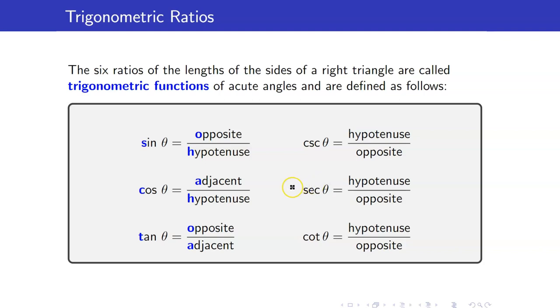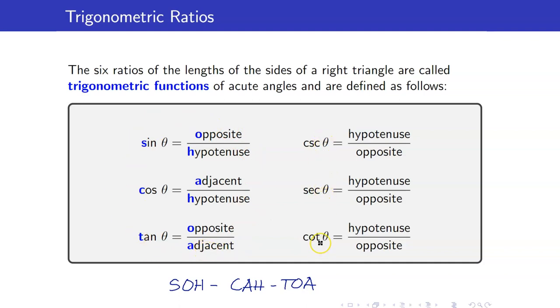defined as follows. As a mnemonic, we have our SOHCAHTOA. SOH means sine of theta is its opposite over hypotenuse. CAH means cosine of theta is its adjacent over hypotenuse. TOA means tangent of theta is its opposite over adjacent. These are the three basic trigonometric functions.